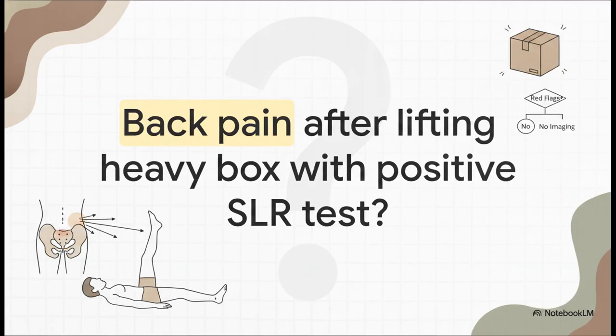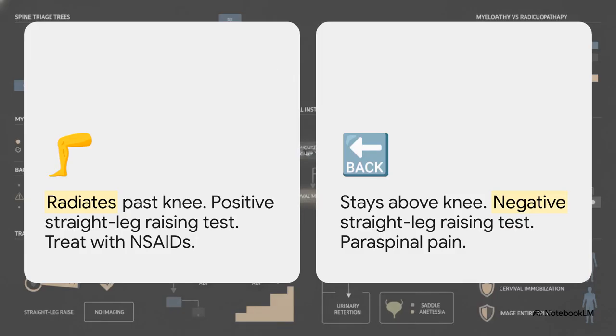Let's test those imaging rules real quick. A patient presents with low back pain after lifting a heavy box. The pain radiates down the posterior leg to the foot. The straight leg raising test is positive, but the neurologic exam is completely unremarkable. So what is the best next step in management for this patient with radiating pain but zero red flags? The answer? A trial of NSAIDs and activity modification, not an MRI.